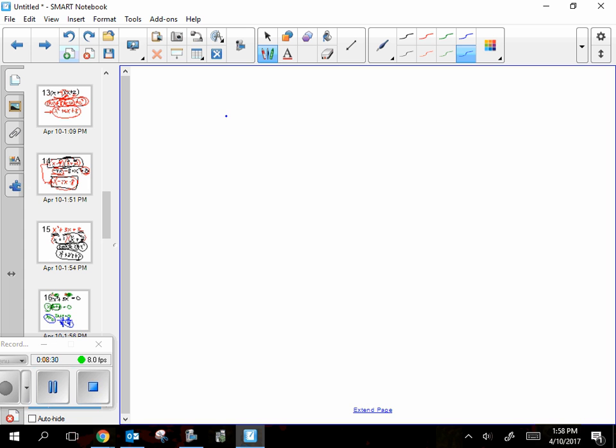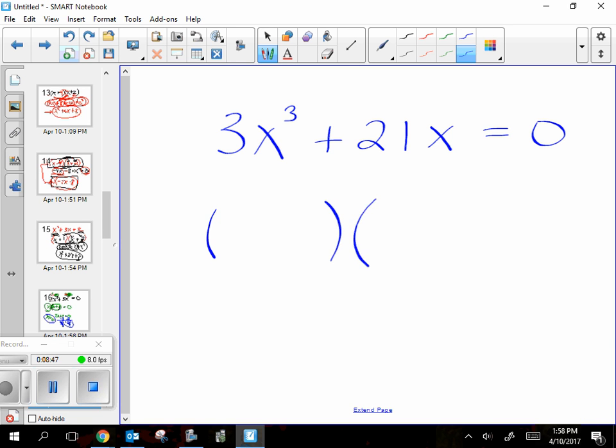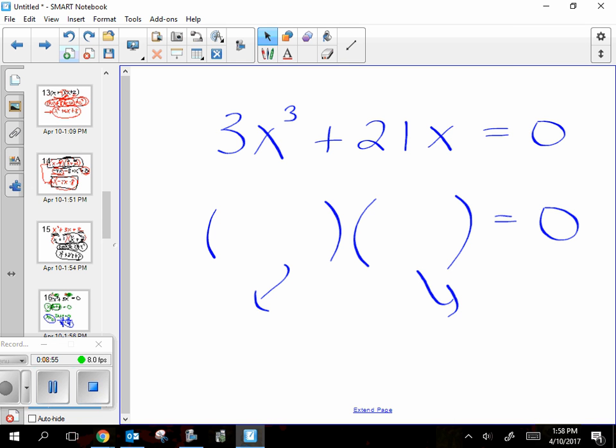Would you please write this one down? 3x to the third. Notice that there is xxx buried in that, if you were going to talk expanded form. Plus 21x equals 0. Would you please factor it? Equals 0. And then if you're really good at this, solve your 2 mini equations. I'm going to pause while you give that one a try.